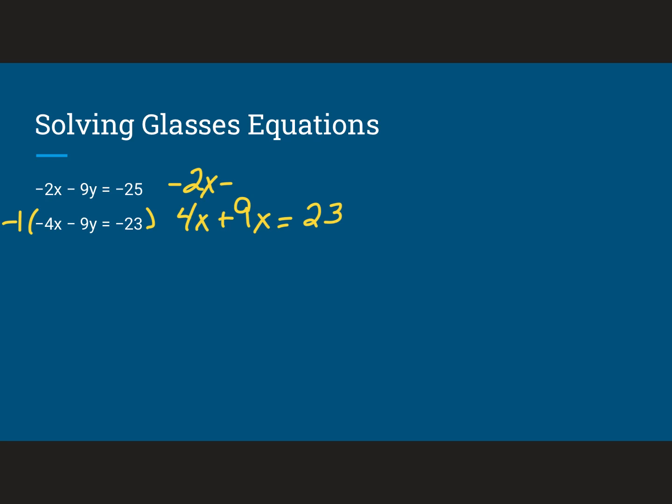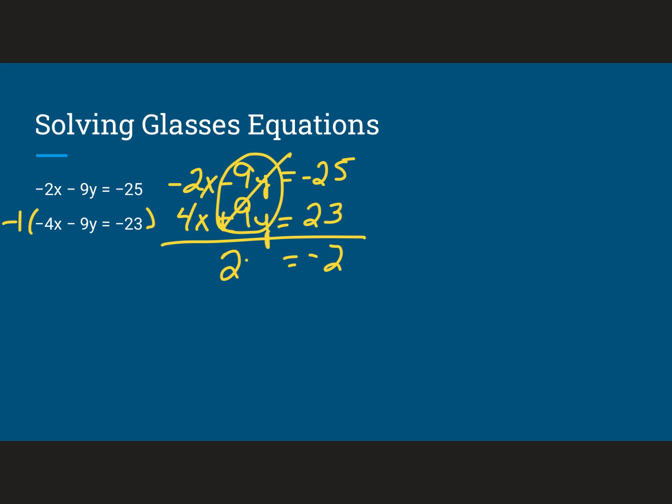This is -2x minus 9y equals -25. Wow, I just realized I made those x's. Hold on, so let's make those y's. Okay, go back here. So this is 9y minus 9y equals -25. Notice the top equation didn't change at all. So when I add these now, -25 plus 23 is -2. -9y, positive 9y, that one's going to go away.